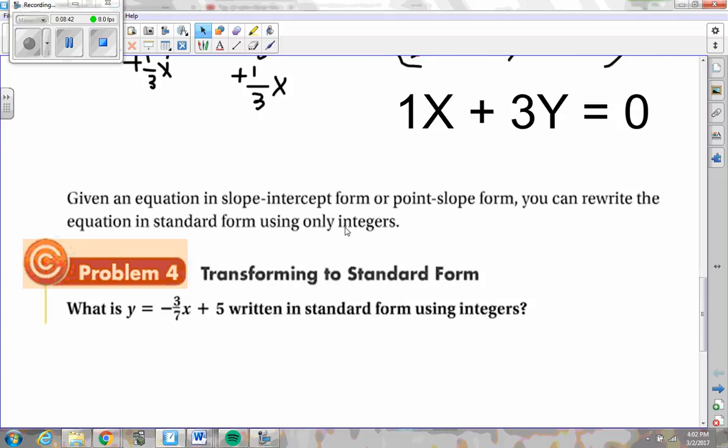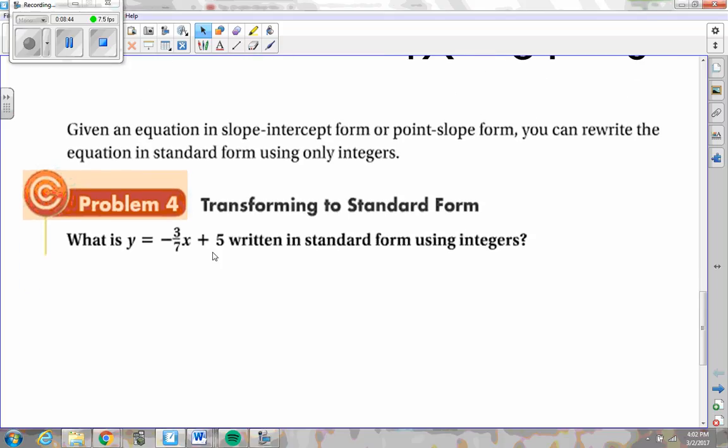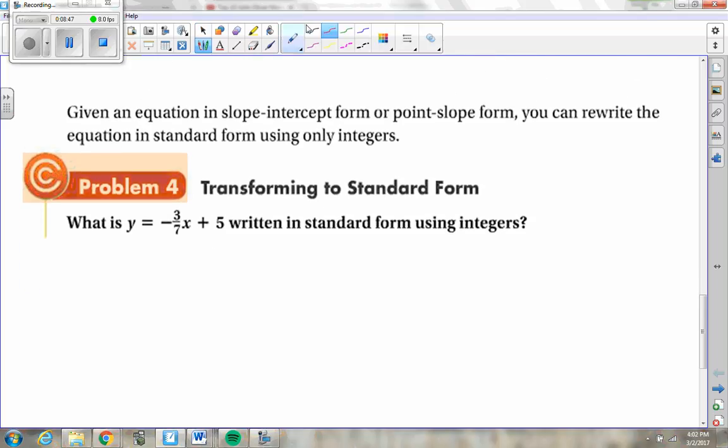It's slightly easier to do it from slope-intercept form. So here I have an equation in slope-intercept form, which says y equals negative 3/7 x plus 5, and they want me to write this in standard form using only integers. So what I'm going to do here is first realize that the y doesn't have any numbers attached to it, right? All of my numbers without variables are already on the right-hand side of my equal sign, which is exactly what I want. So all I'm going to do is move the minus 3/7 x over to that left side.